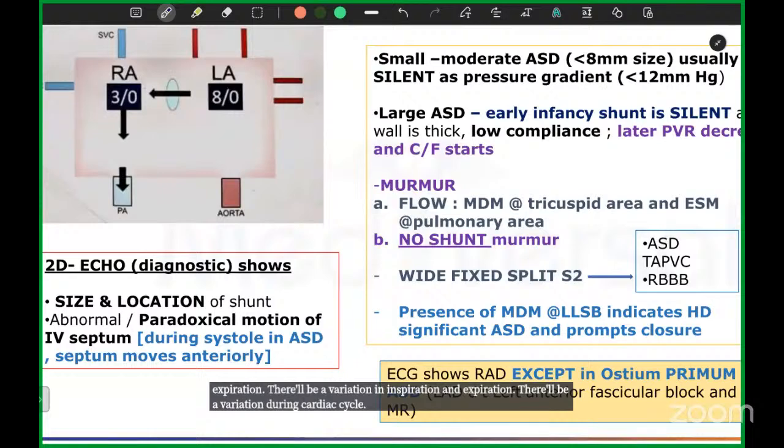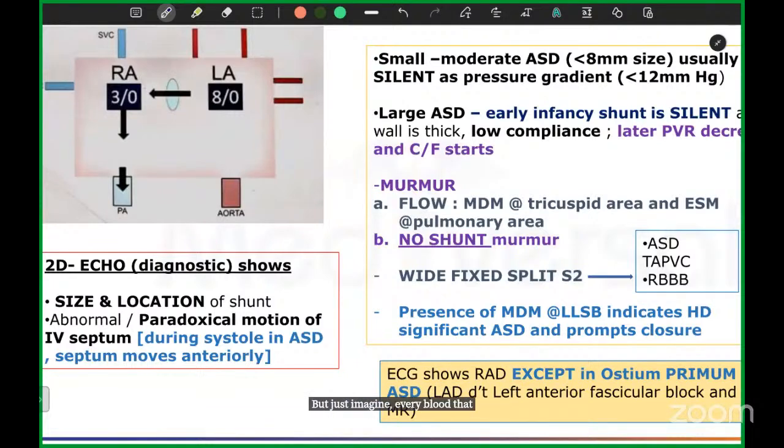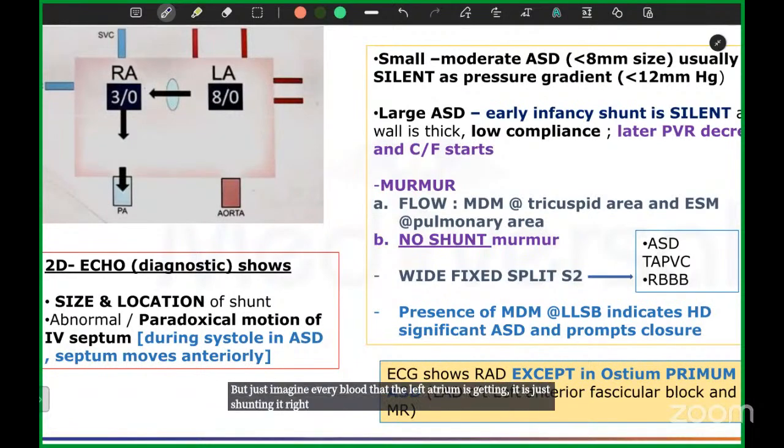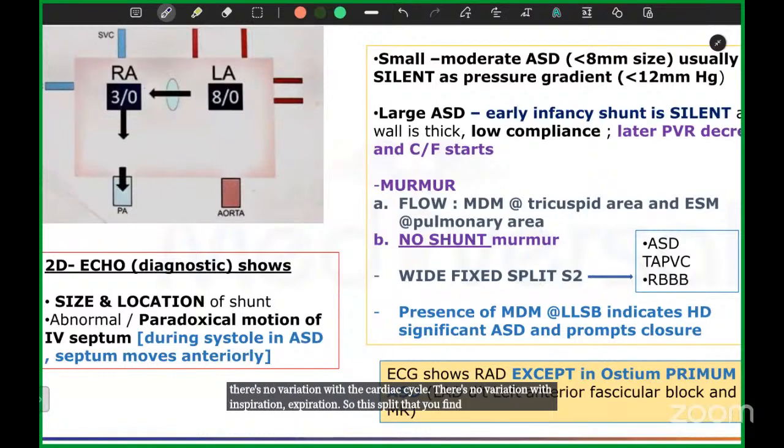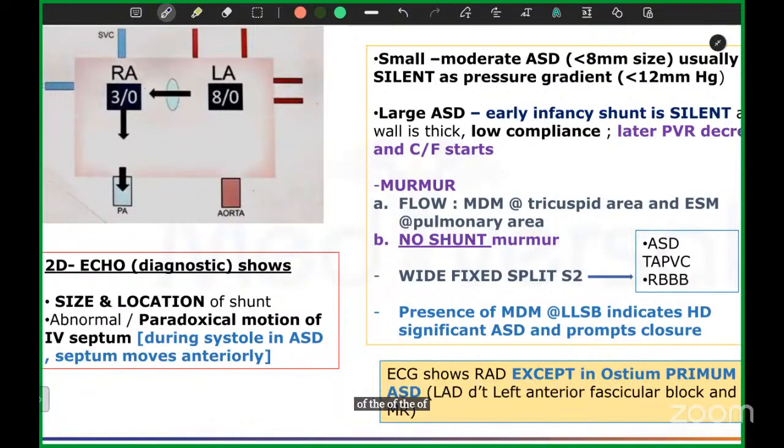But just imagine, every blood that the left atrium is getting, it is just shunting right away into the right atrium. There's no variation with the cardiac cycle. There's no variation with inspiration, expiration. So this wide split that you find, A2 and P2, remains fixed. It is independent of the cardiac cycle and of the inspiration and expiration patterns of the patient, which makes it a wide fixed split S2.